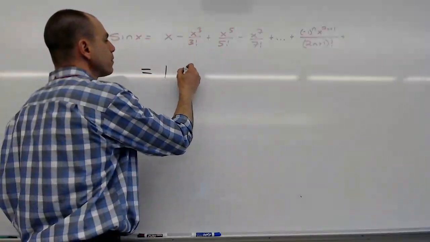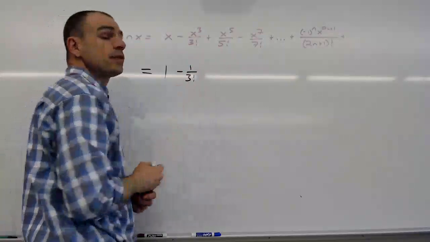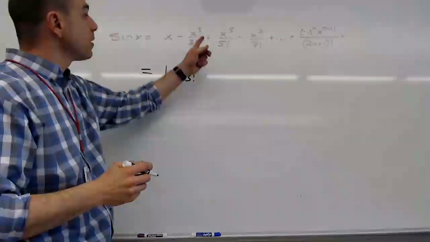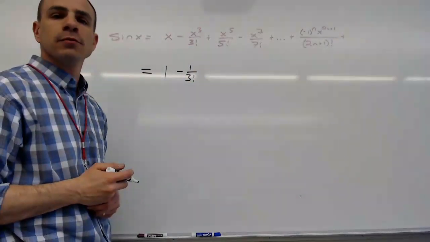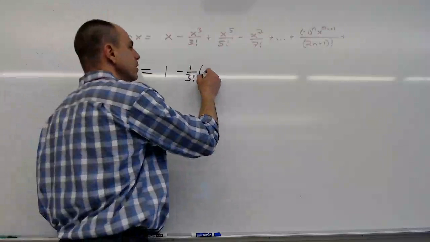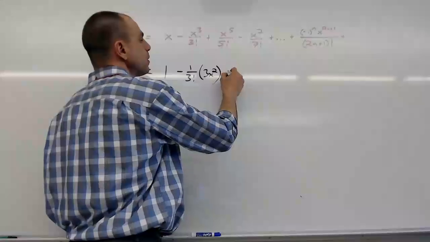Well, the 1 over 3 factorial, that's a coefficient, so it's going to stay. And then we have x cubed that needs to be derived. What does x cubed derive to? Yeah, 3x squared. All right, hold that thought. Let's go to the next term.